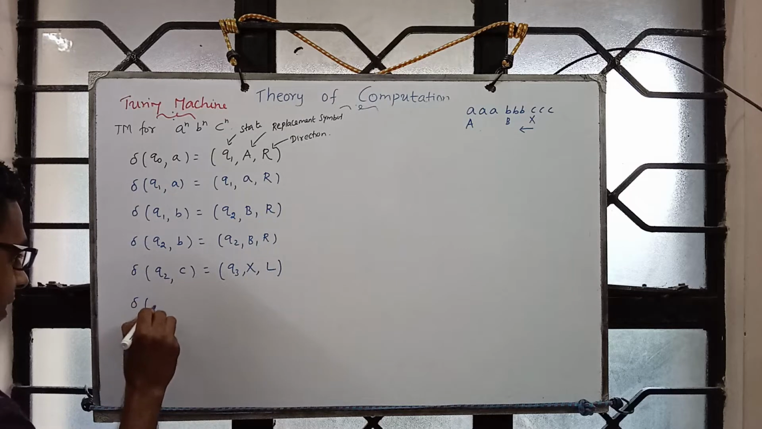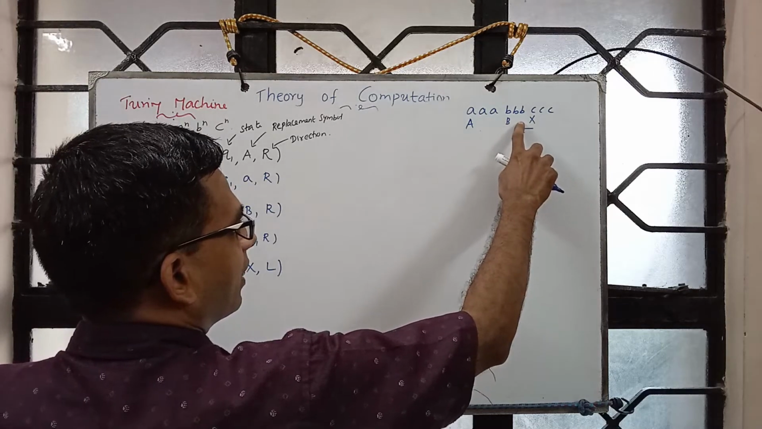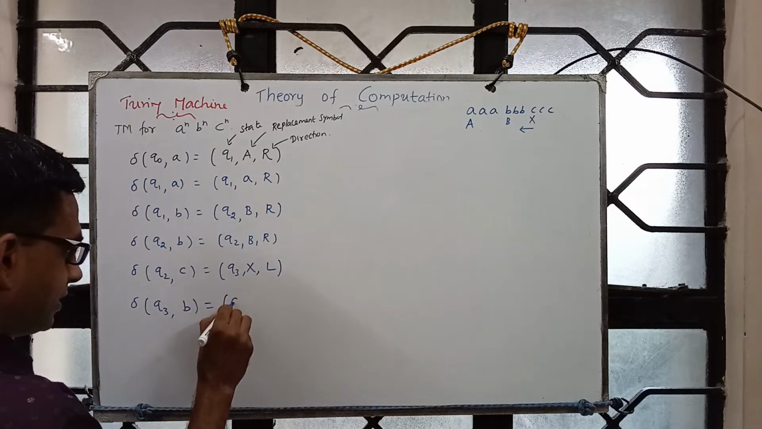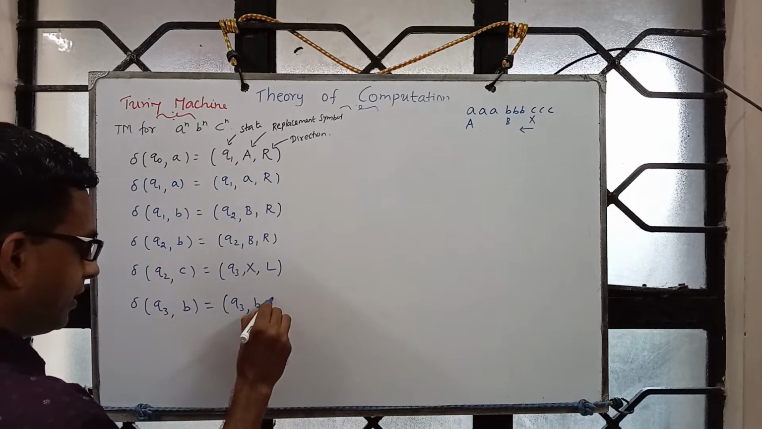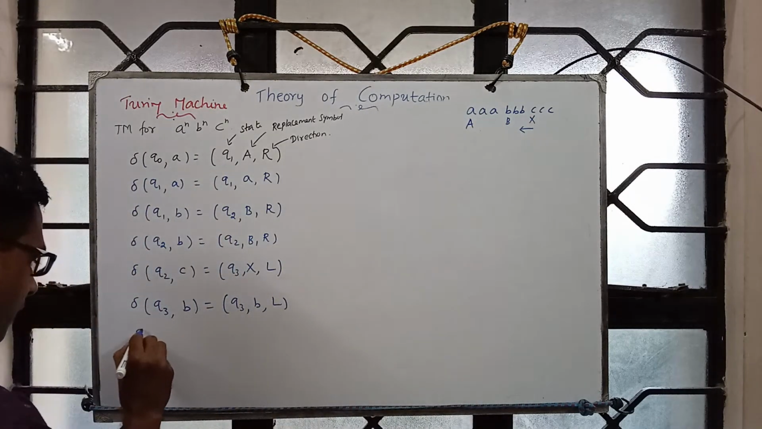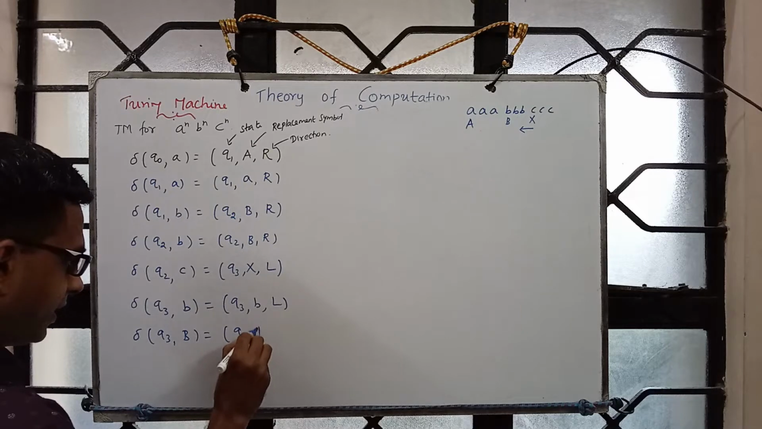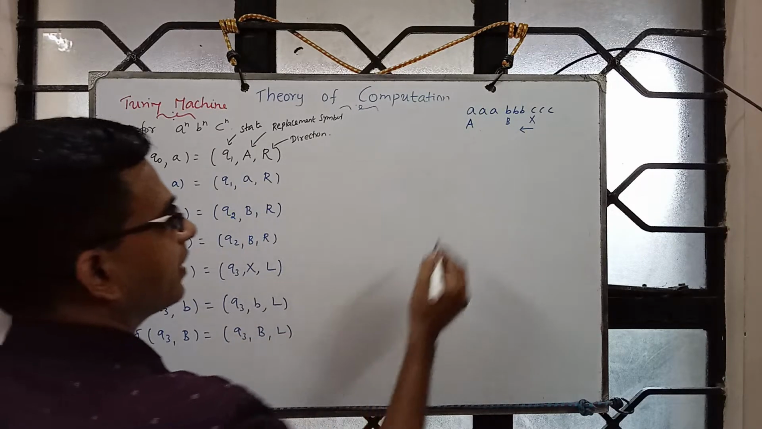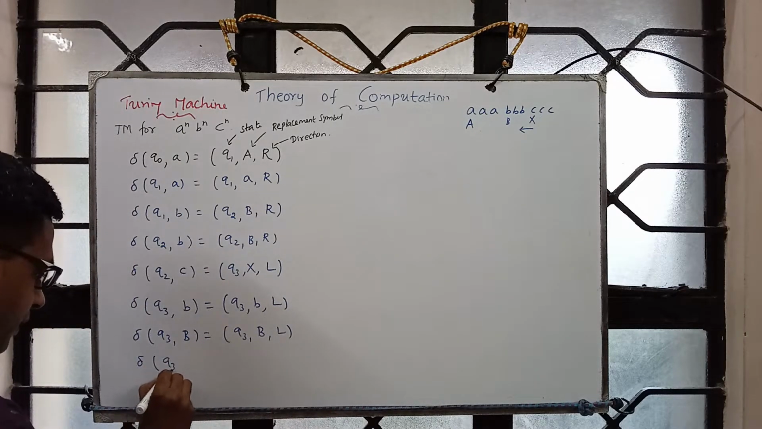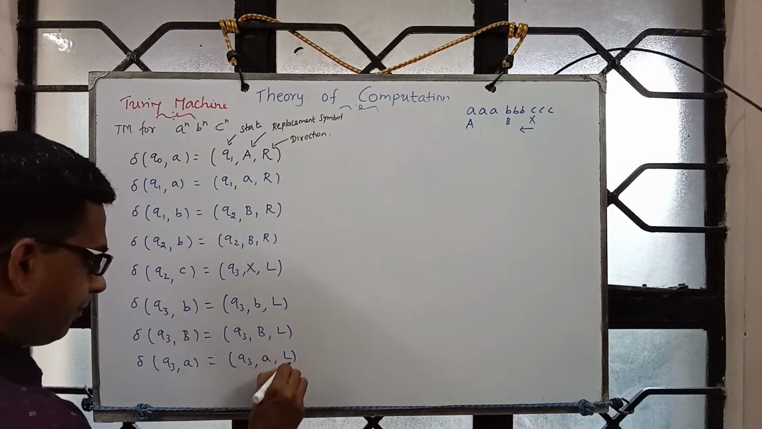So while going back, now you are in Q3. While going back, you will have to scan all these little b's. So Q3 comma b is Q3 comma b comma L. Then you may have to scan this capital B also. Q3 comma capital B is Q3 comma capital B comma L. Then you may scan little a. Q3 comma a is Q3 comma a comma L.